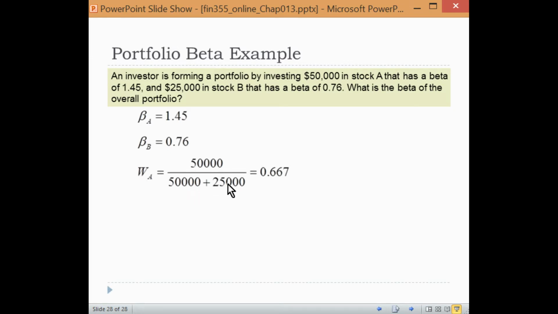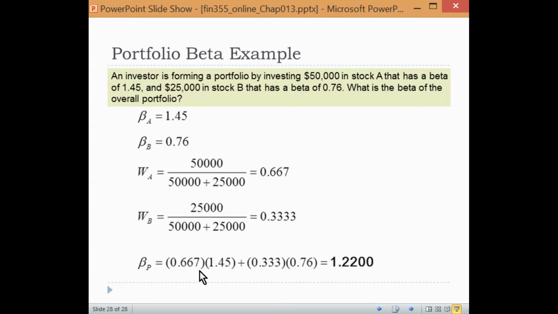$50,000 out of the $75,000 total is 0.6667, 2/3, 66.67%. We'll usually express those as decimals. That's the fraction of the overall portfolio occupied by stock A. The rest of the portfolio here is, well, with $25,000 that's invested in stock B, and again, it's the same denominator. 25,000 out of 75,000 is 0.333, or 1/3.